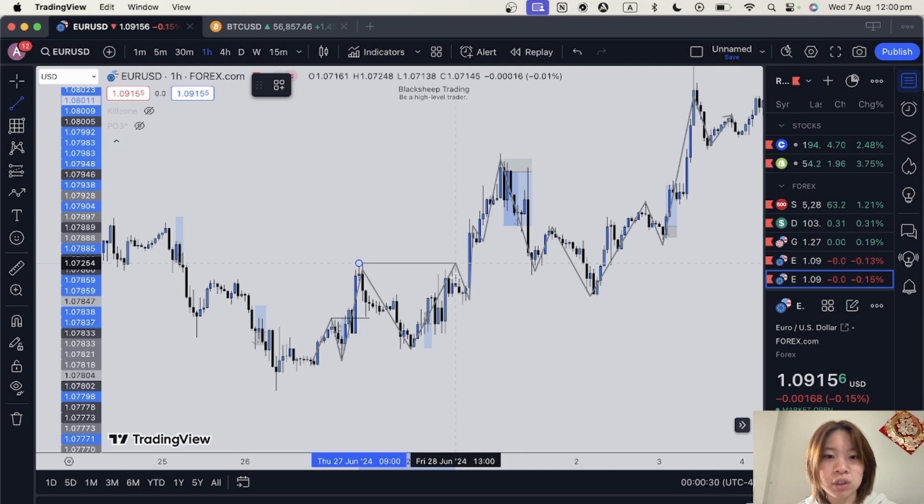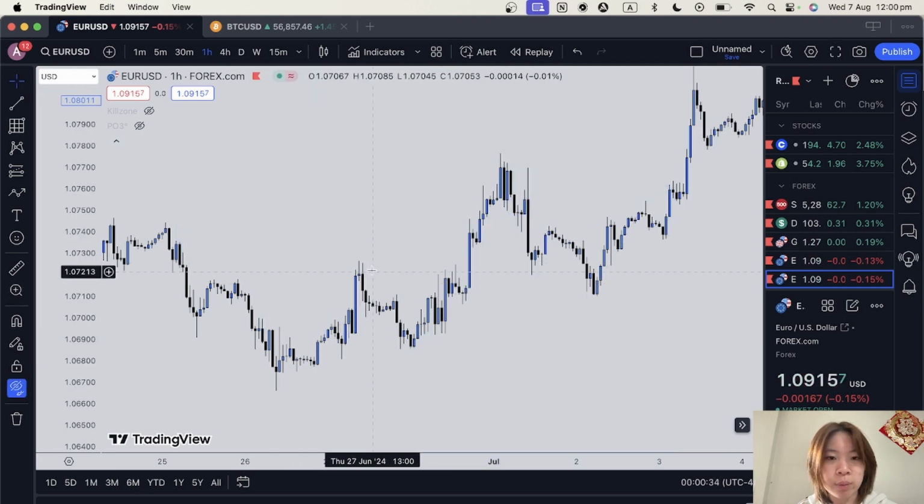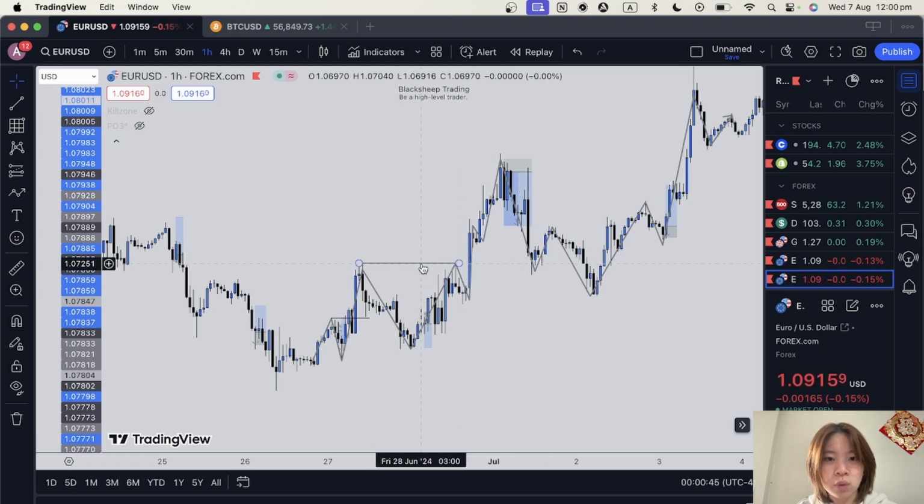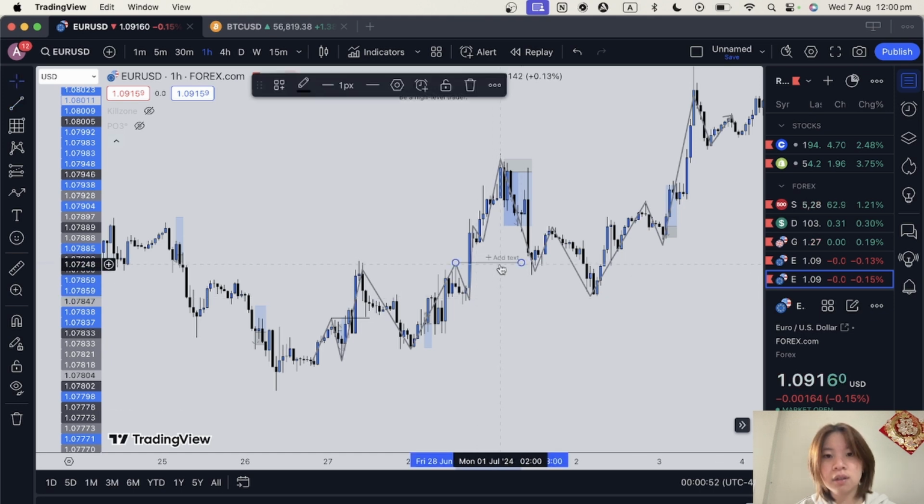This is not a break of structure. This is an example where it would not be a break of structure at all. Okay? Because we didn't close above this high, and we didn't even actually sweep that high at all. So that's not a break of structure yet. Then we just move on, continue looking. We form a new high, and now we got a break of structure there.